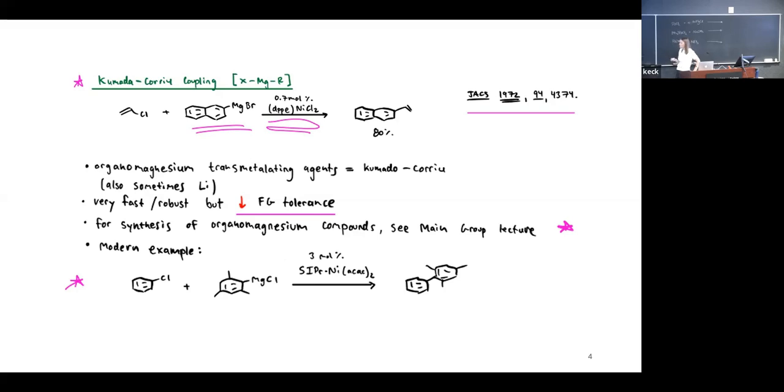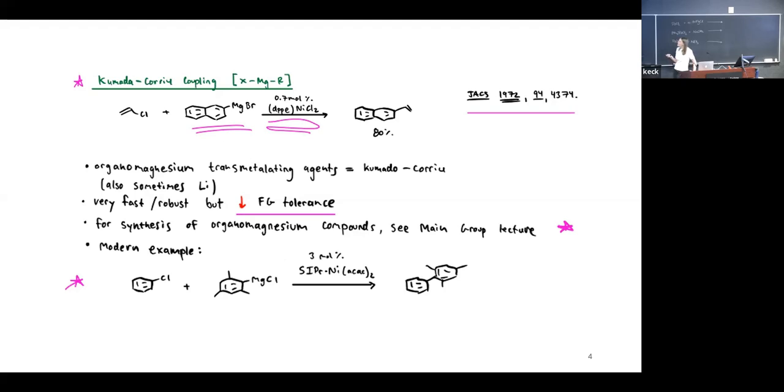And as you can imagine, using a Grignard reagent in your cross-coupling, functional group tolerance is not going to be great. That's the downside of the reaction. The good thing is it's a really fast reaction mechanism. The transformation is extremely fast, and that's the general limiting step. So it's really fast, very robust. And that means that you can sometimes tolerate more functional groups than you would think using a Grignard, because the catalysis is just running so fast.